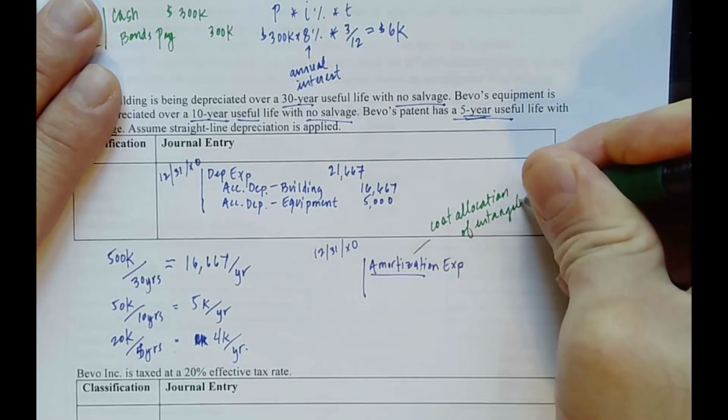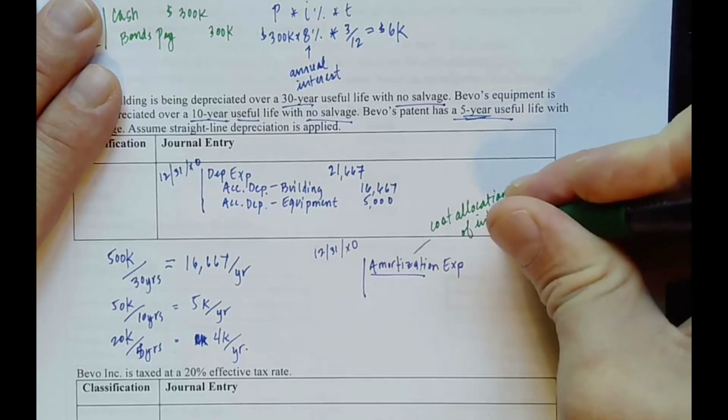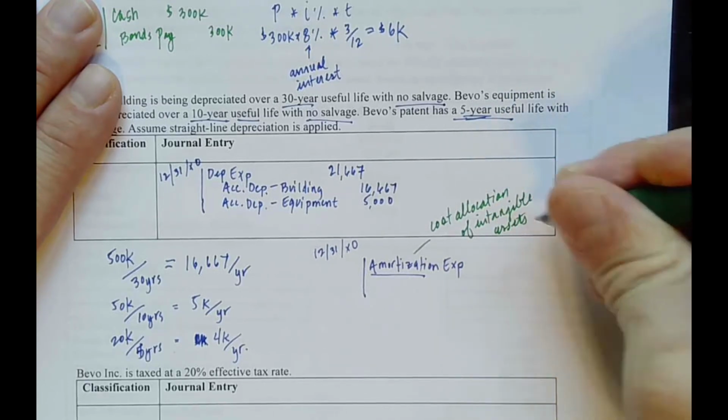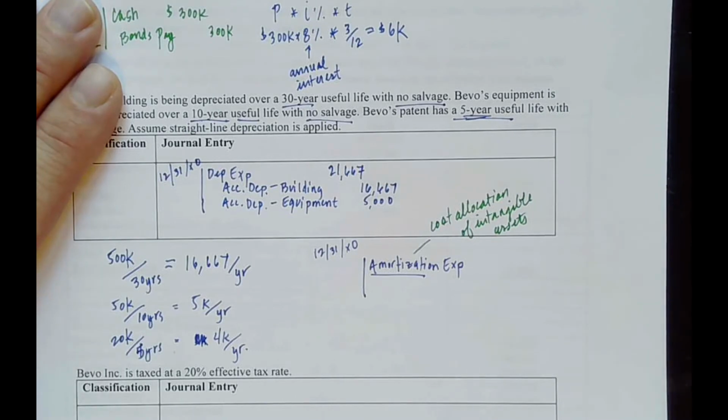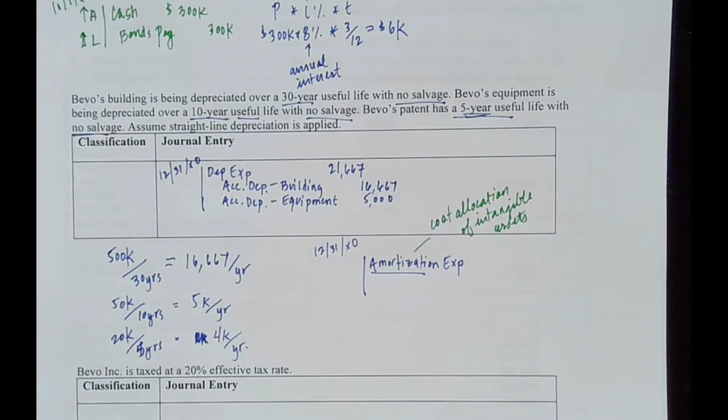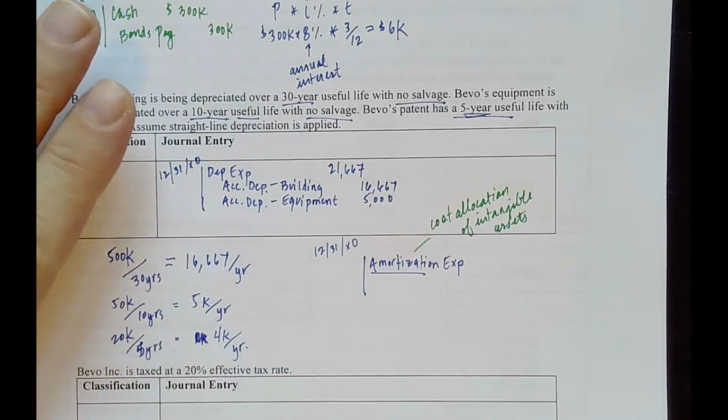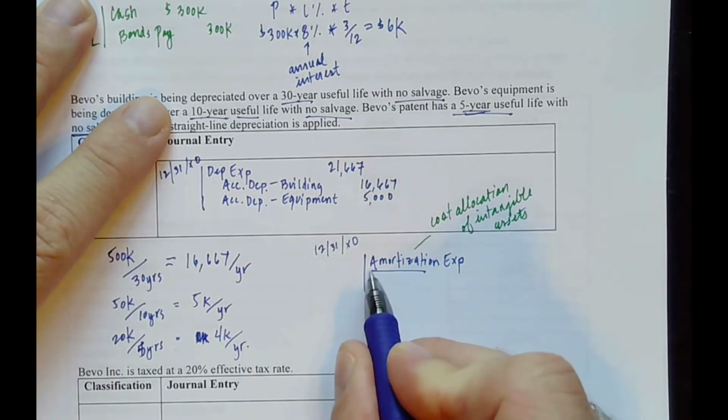And those are different than fixed assets. We'll talk a little bit more about how they're different when we get into the balance sheet chapter. But for now, just take my word. Anything that's an intangible asset is going to be using an amortization expense rather than depreciation expense.